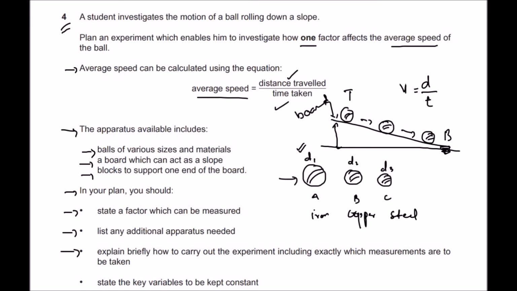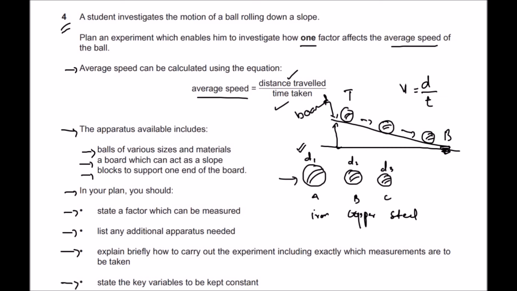Similarly, for the third ball made of steel, having a different diameter, place it at the same position on the slope and release, and record its time and the distance traveled. So in this way you can complete your work for this task.